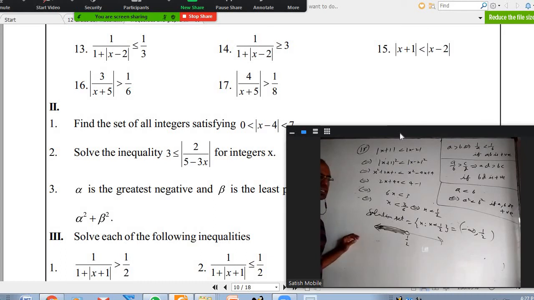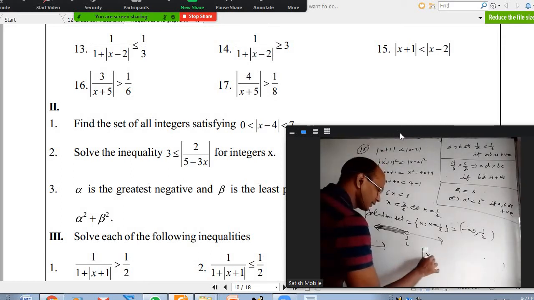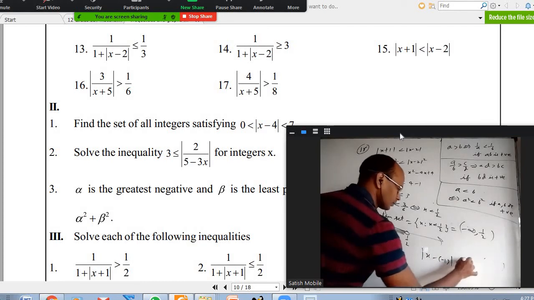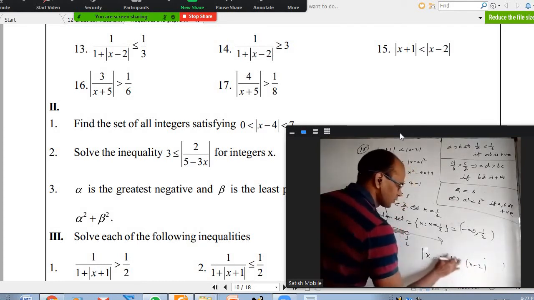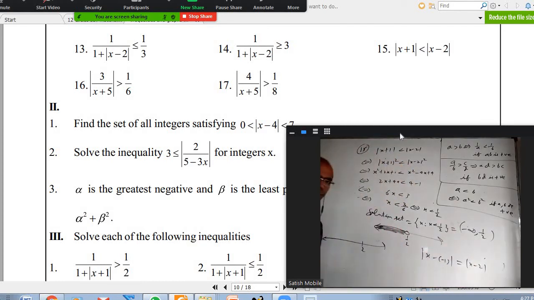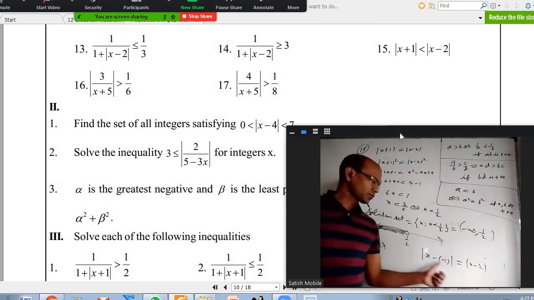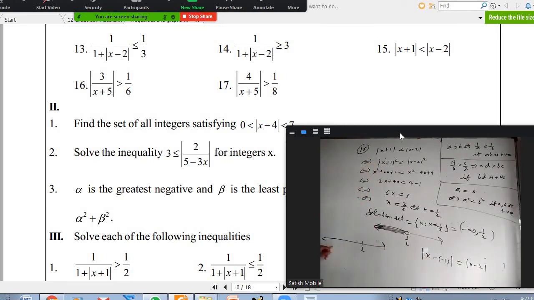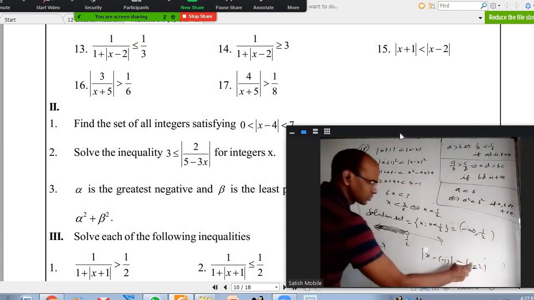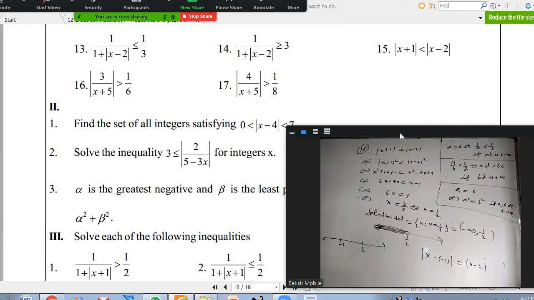One more thing I want to say, apart from writing all these things. What does mod x minus 2 mean? Distance between x and 2. What is mod x plus 1? I'm going to write mod x plus 1 as x minus minus 1. Instead of less than, let me take equal. Mod x plus 1 means distance between x and minus 1, and mod x minus 2 means distance between x and 2.